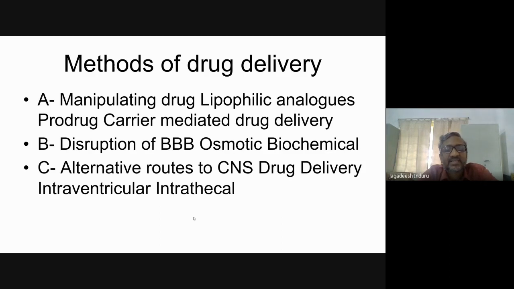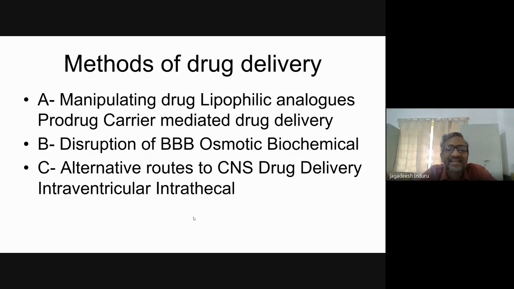The second mechanism is the disruption of the blood-brain barrier, the osmotic biochemical method. We are going to have a reversible disruption. Irreversible disruption actually changes the brain structure, so it is not suggested. So disruption is only for a particular period of time, and after that, coming back to normalcy is required.